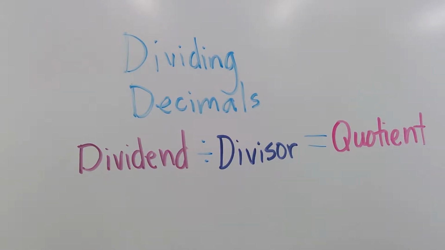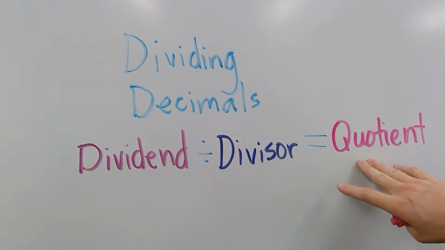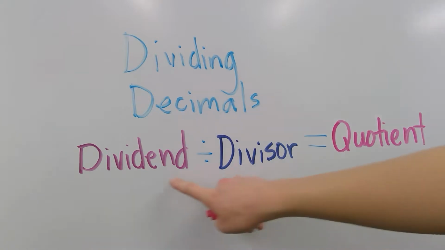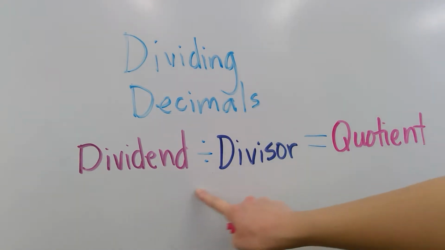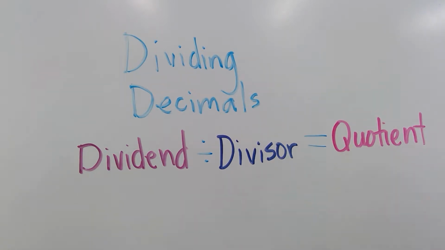First, let's just talk about the parts of a division problem. So we have the dividend, the divisor, and the quotient. The dividend is the number that's getting split apart. The divisor is the number that we're using to split it. And then the quotient is the result.